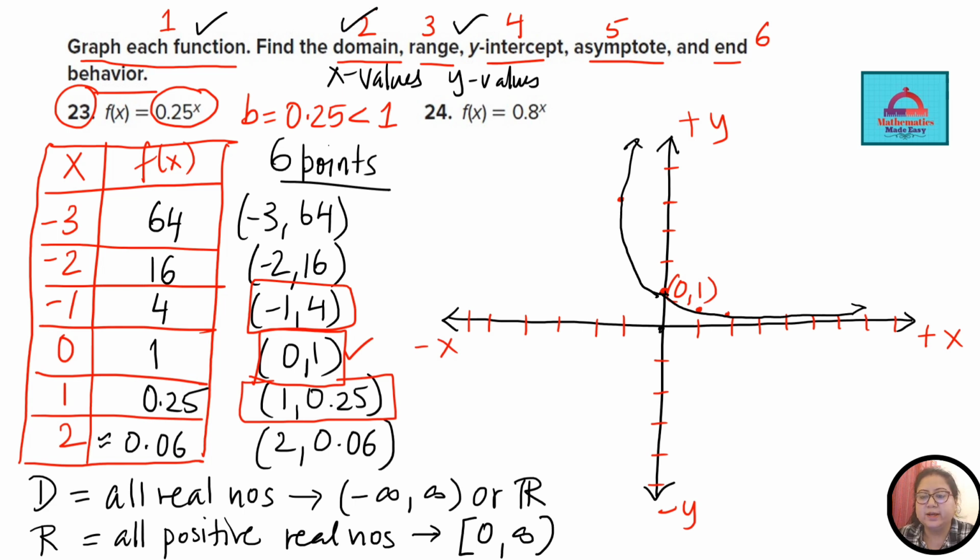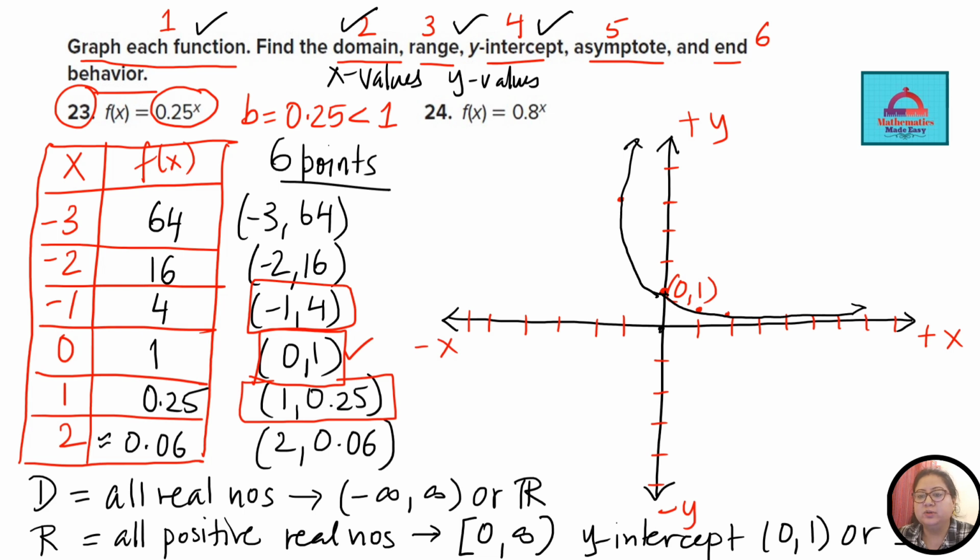Let's look at y-intercept. Y-intercept by definition is the point where the graph touches the y-axis. So definitely this graph is touching the y-axis at this point 0, 1. So there are two ways of writing your y-intercept. Either you write the point 0, 1 or you just write the y-intercept, which is 1. Both are acceptable, both are okay. You'll get your marks. Okay, next point is asymptote.